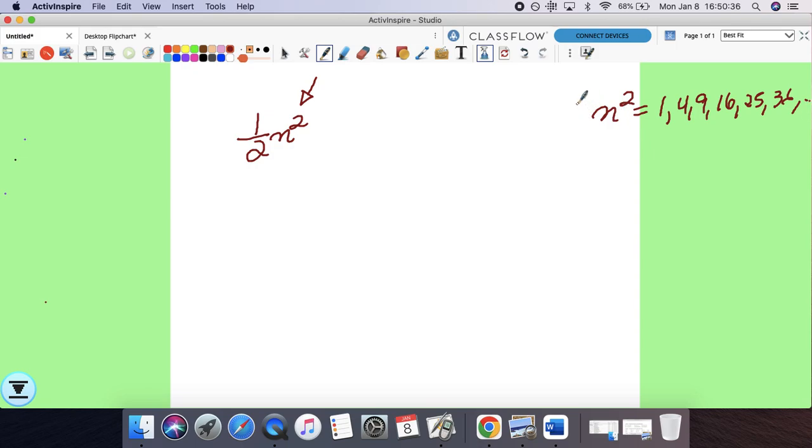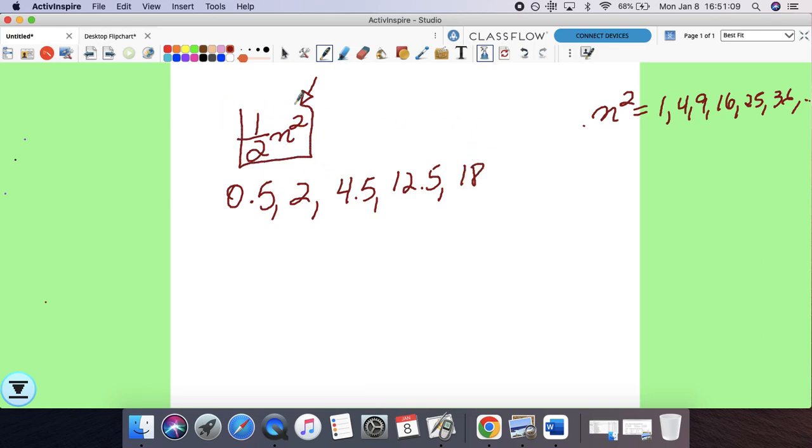And then you're going to have a combination size. It's going to be that times 2, times 3, or in this case times half, etc. Right? So the first 5 terms. If you substitute 1 over here, you get 1, and half of 1 in this case. What's half of 1? So the first term is going to be 0.5. The second term is going to be half of 4, which is 2, and then 4.5, and then 12.5, and then half of 36, which is 18. So these are the first 5 terms of a half n squared sequence.